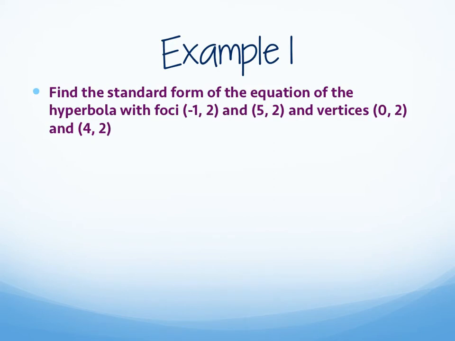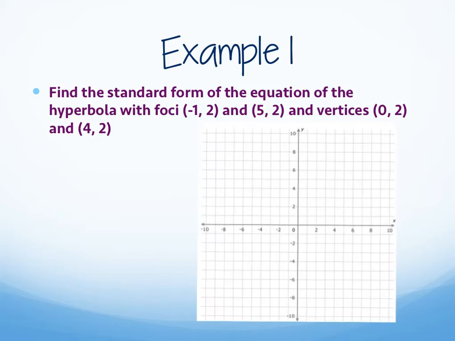So this says find the standard form of the equation of the hyperbola with foci of negative 1, 2 and 5, 2 and vertices 0, 2 and 4, 2. So I'm going to pull in a coordinate grid and I'm going to plot this information. So hyperbola foci at negative 1, 2. There's a focus, and then 5, 2. There's my other focus. Vertices at 0, 2 and 4, 2.